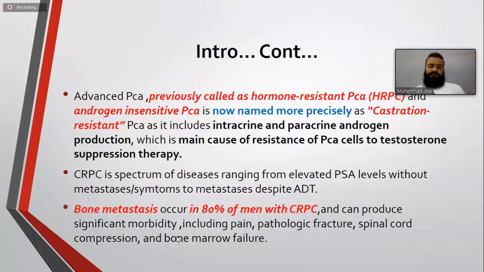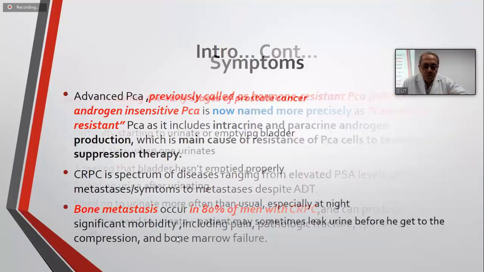Bone metastasis occurs in 80% of men with castrate-resistant prostate cancer and can produce significant morbidity, including pain, pathologic fracture, spinal cord compression, and bone marrow failure.